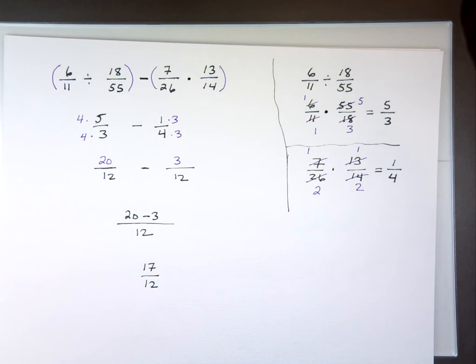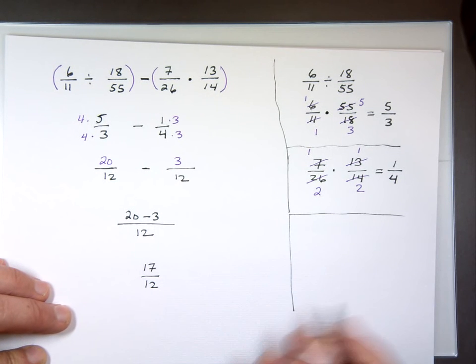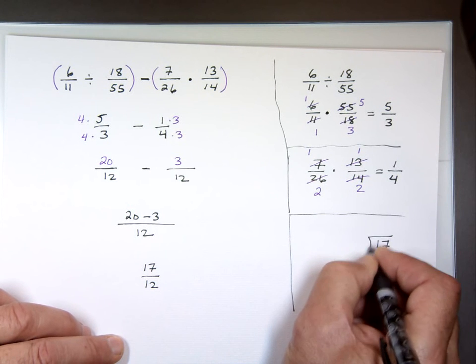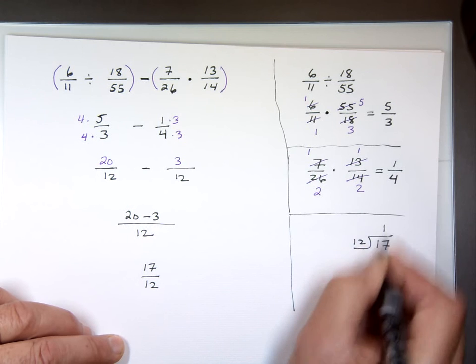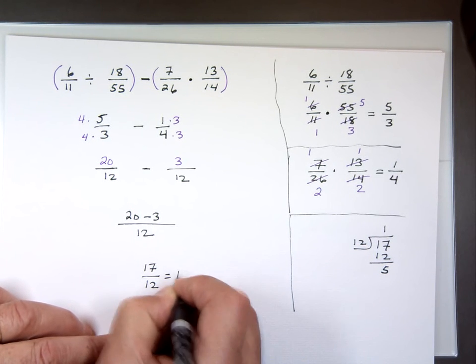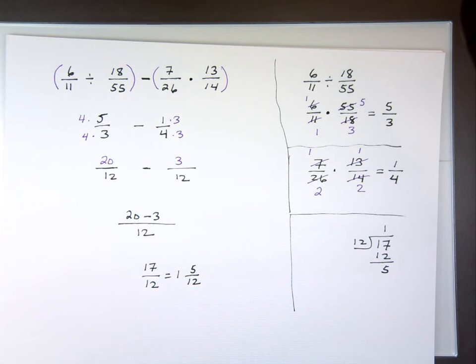If they want it as a mixed number, not a fraction. Simplified fraction, that's the answer. Mixed number, you divide it. It's 1 and 5 over 12. 1 and 5 over 12.